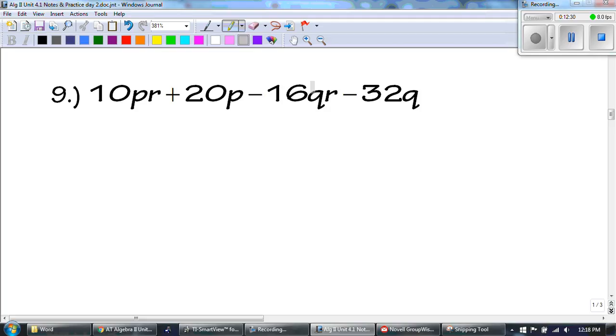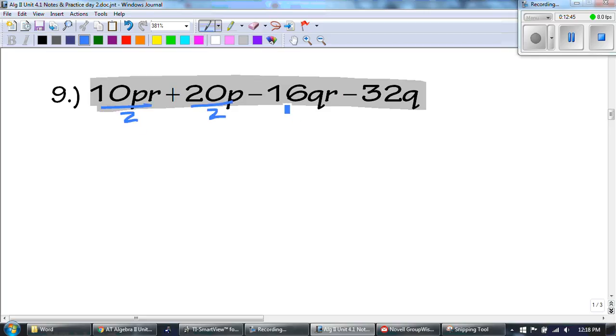So remember, the first step is to see, can I take something out of all 4? Okay, so look, can you take something out of all 4 of those? Yes, you can. You can take out a 2.